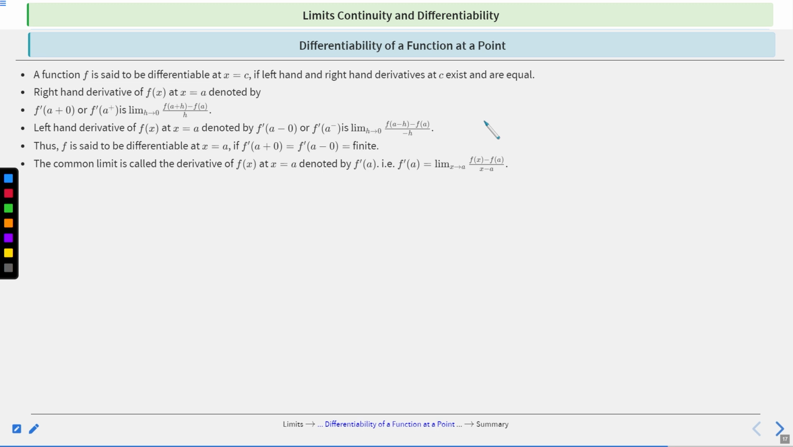Thus, f is said to be differentiable at x equal to a if f'(a+0) is equal to f'(a-0), which is finite. Next, the common limit is called the derivative of f(x) at x equal to a, denoted by f'(a), that is, f'(a) is equal to limit x tending to a of f(x) minus f(a) upon x minus a, right?